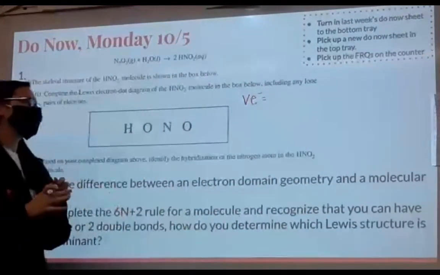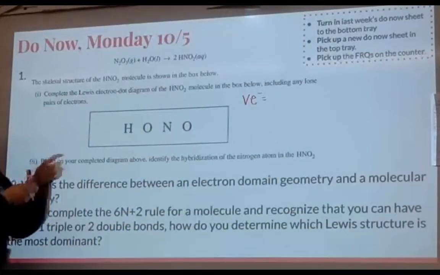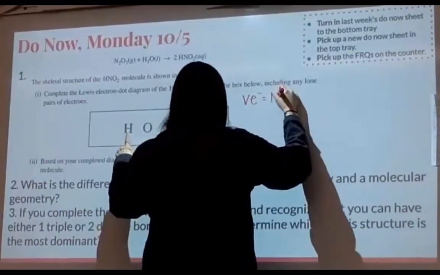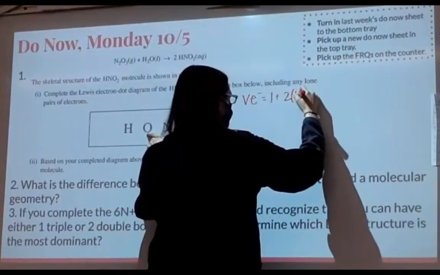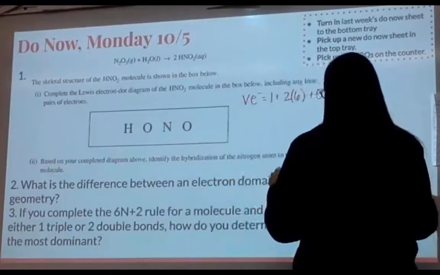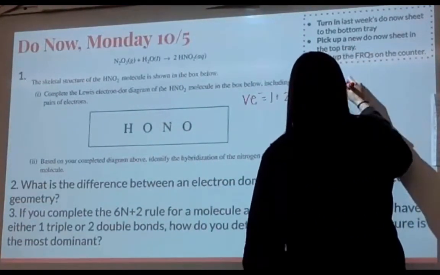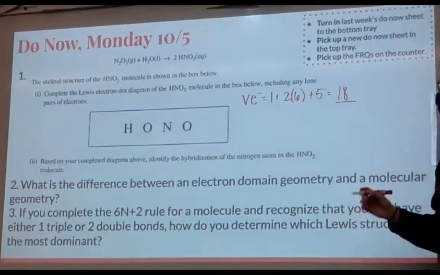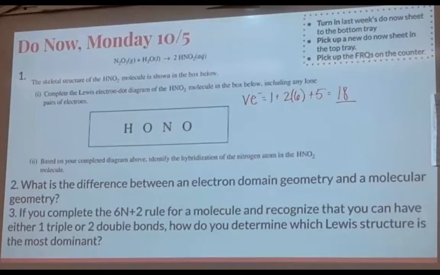We're going to go through just like we normally would. Start by counting our valence electrons. Hydrogen has 1, each oxygen has 6, nitrogen has 5. 12, 13, 18. So we have to place 18 electrons in this Lewis structure.